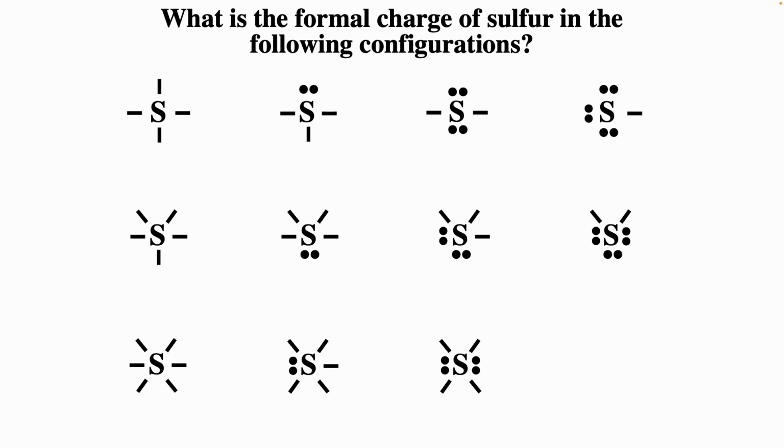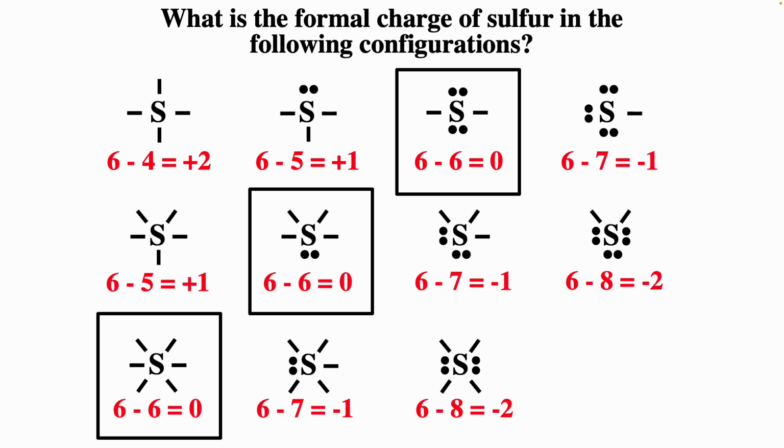We can do the same thing for sulfur. Sulfur starts with 6 valence electrons. 6 minus 1, 2, 3, 4 gives us a 2. 6 minus 5, 1. 6 minus 6, 0. And so for sulfur, we see that this is a stable configuration, this is a stable configuration, this is a stable configuration. Now notice that sulfur is surrounded by 2, 4, 6, 8, 10 valence electrons. And so another exception to the octet rule is that elements in the 3rd row and lower can be surrounded by more than 8 electrons, and sulfur is in the 3rd row.